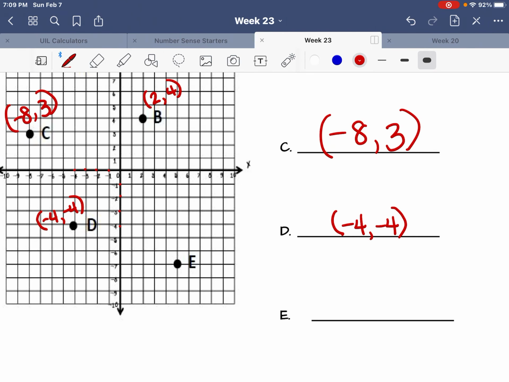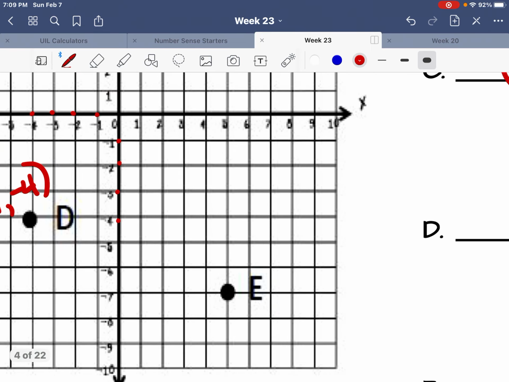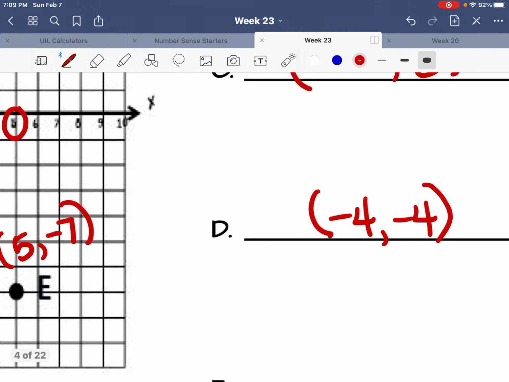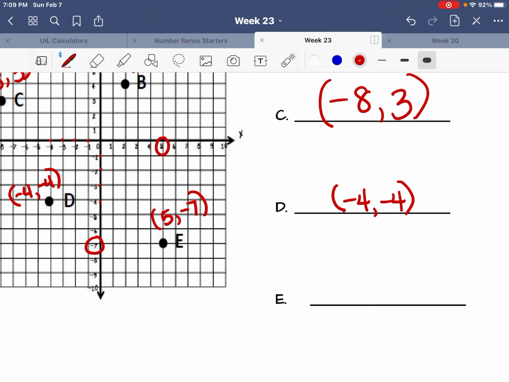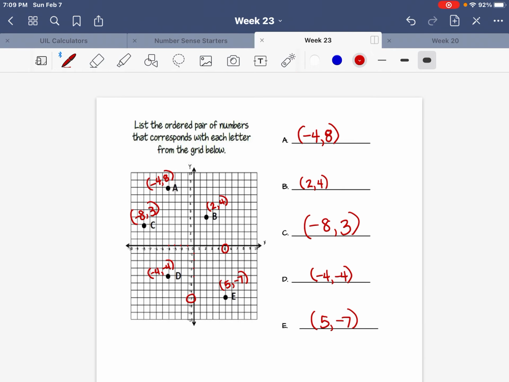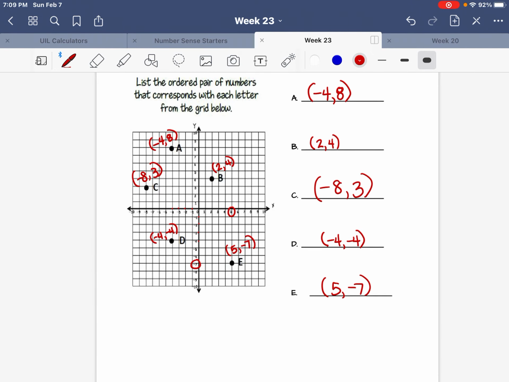And then finally, point E. Point E on the x-axis is at +5, and on the y-axis, it's at -7. So we write (+5, -7) for that point. So we'll practice this for a couple of days.